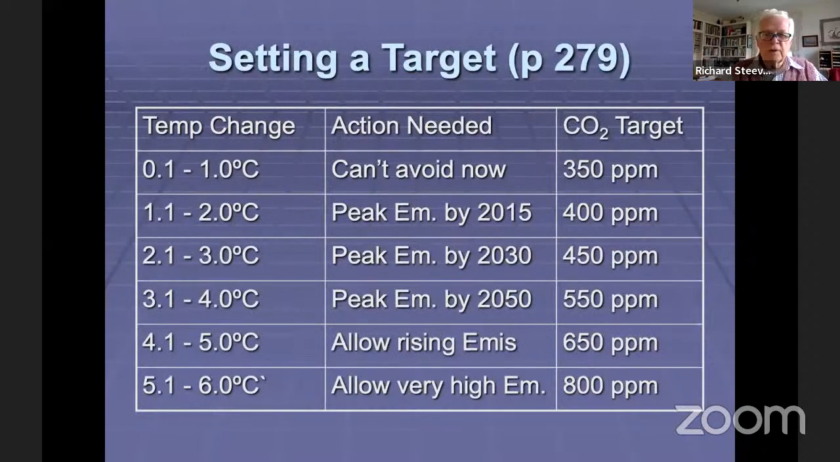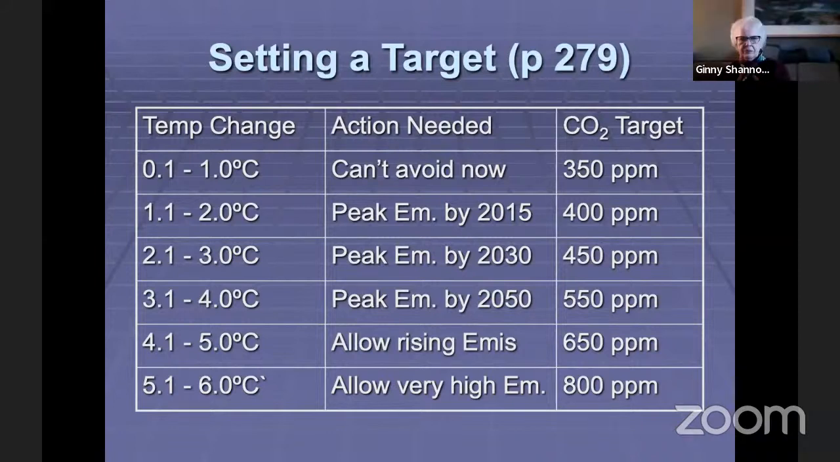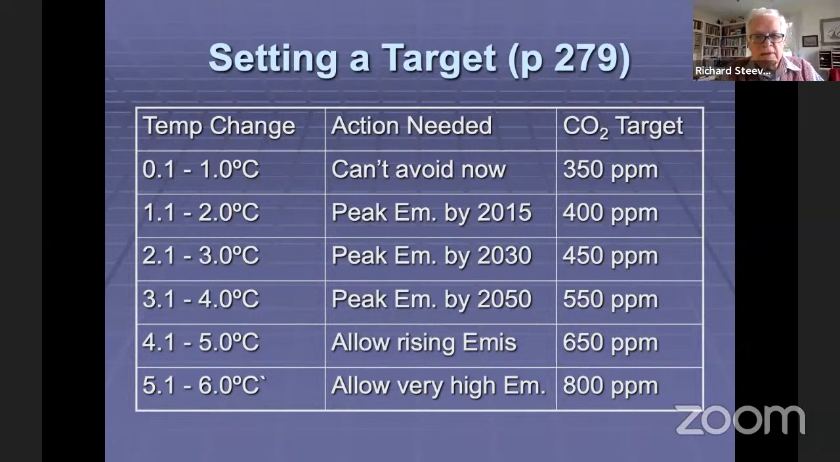Now, this table was taken directly from Mark Lynas, and it's from page 279 of his book. And it's an interesting table. He tried to set a target for CO2 concentrations on the right column, and he has the temperature change that might go along with that in the left column, and the action needed in the central column. And of course, in the first line, even back in 2008, he said, we can't afford that. We've already gone up a degree, hit 350 parts per million.